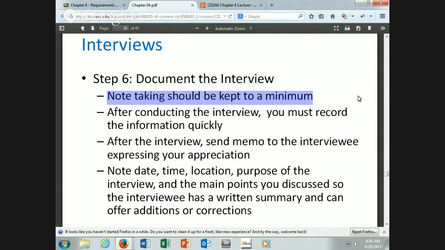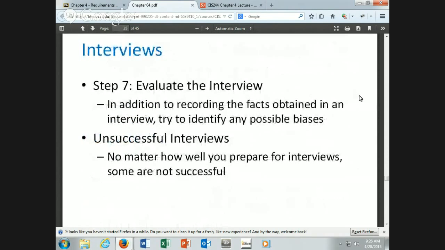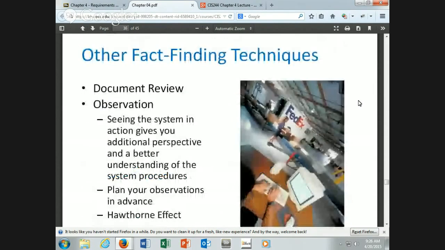After you interview, send a memo to the interviewee expressing your appreciation. Why? Because you may need to talk to them again. Evaluate the interview. That's what I was talking about. Are we going to have unsuccessful interviews? You bet. No matter how well we plan, someone is going to be having a bad day. If that's someone whose information we need, maybe we can do this on another day when you're not as busy.